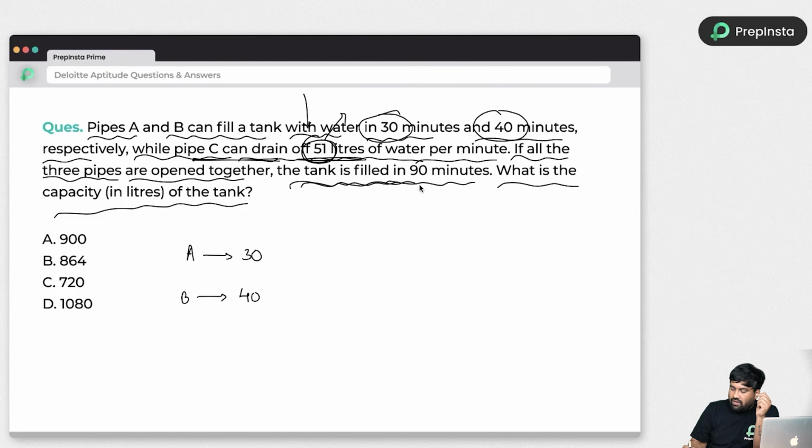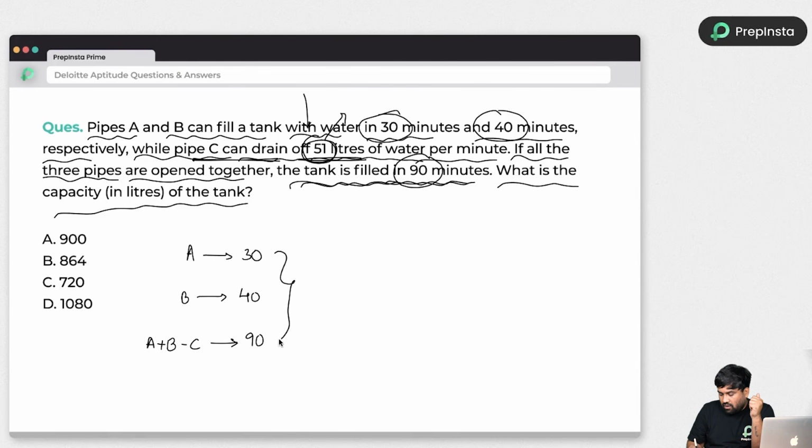We have already been given that A, B, C working together take 90 minutes. So take this: A is working, B is working, and C is also working. Why have I represented C as a minus? Because it's negative work, it drains the tank. So all together it is 90.